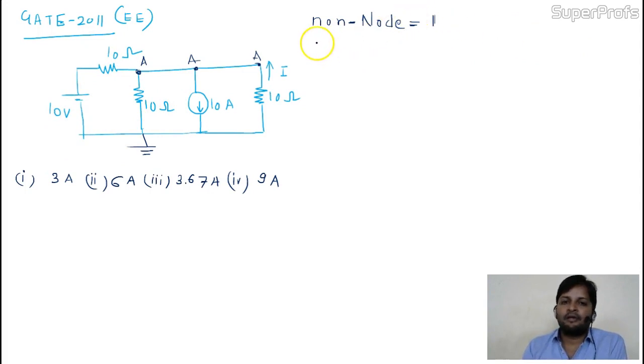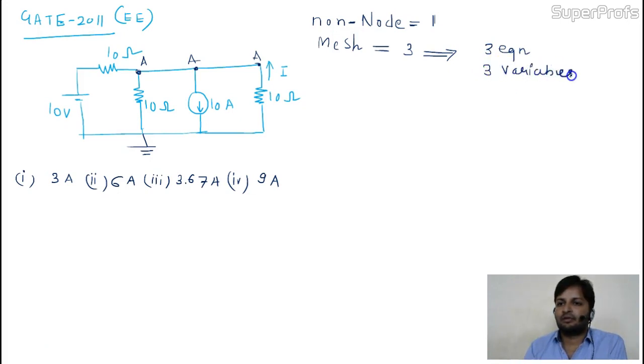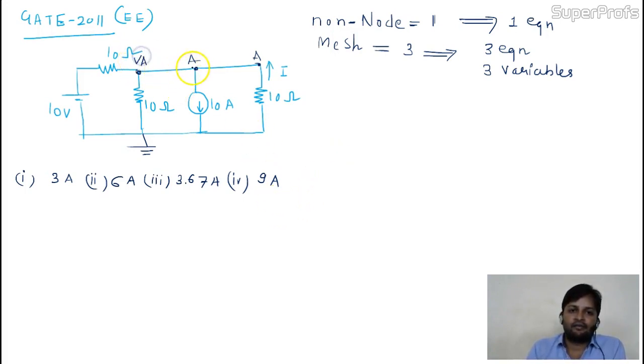How many meshes are there in the circuit? 1, 2, 3. Three meshes. If you go by KVL, you will get 3 equations with 3 unknowns. But if you solve this circuit by node analysis, you will get only one equation. So which is better? Node analysis is simpler, so I'll go for node analysis. Consider this voltage VA. Is it okay?